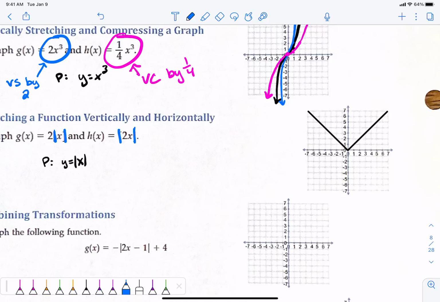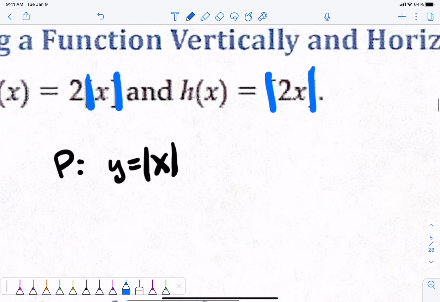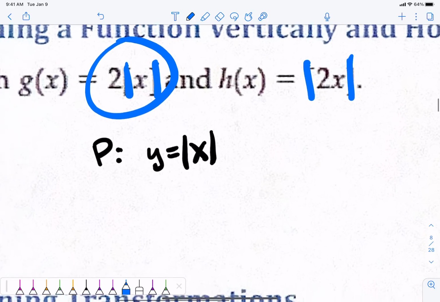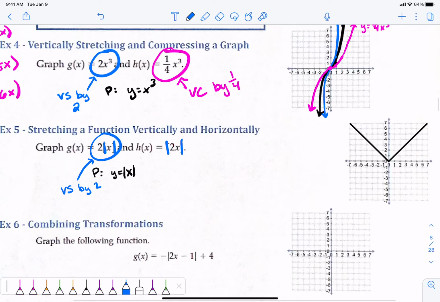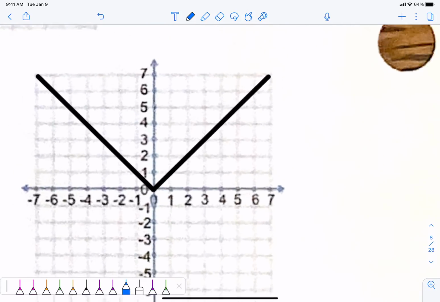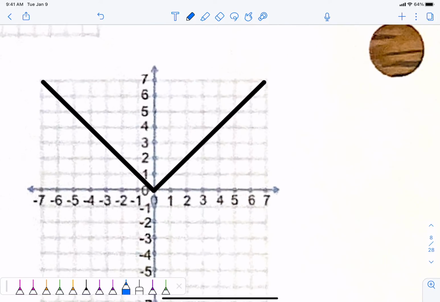Stretch is going to be skinny. What is this? It's outside. Vertical. So it's a vertical stretch by 2. Vertical stretch by 2. So it's going to be skinny. So instead of going from this center point right here over 1, up 1, we're going to go over 1, up 2. And over 1, up 2. And over 1, up 2.